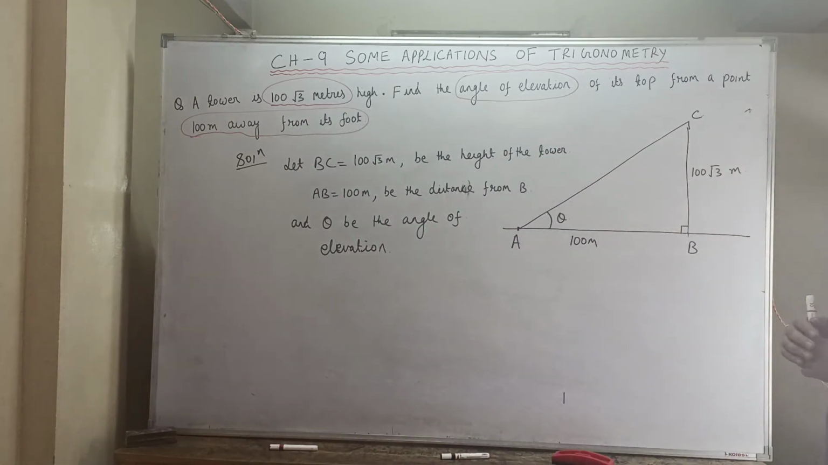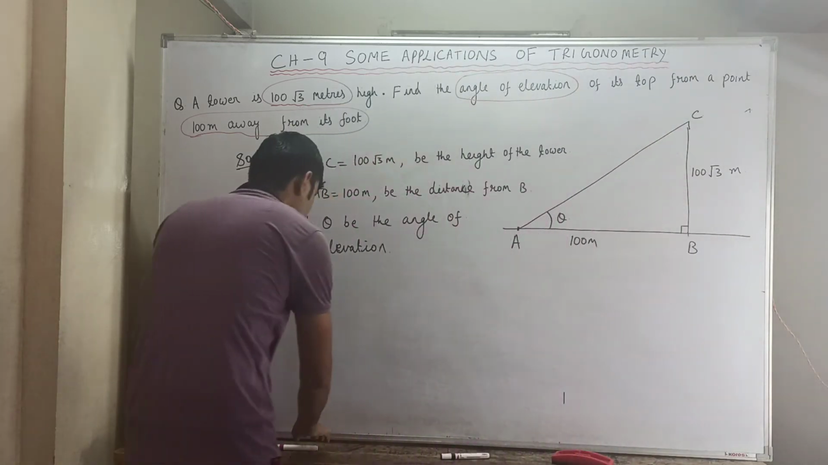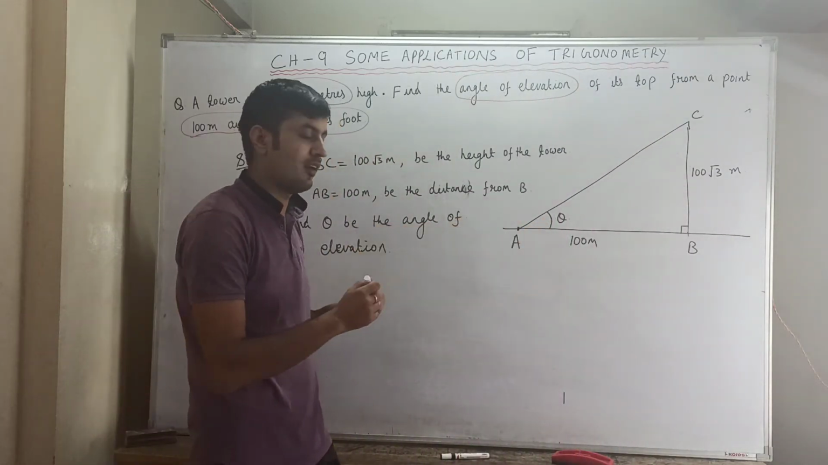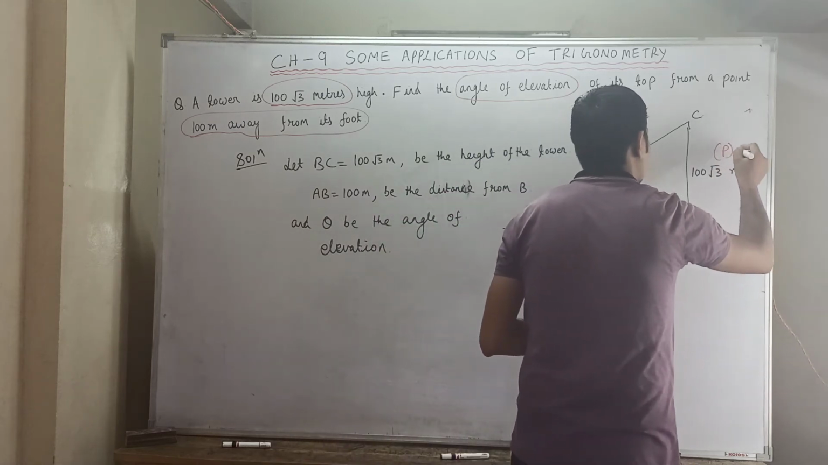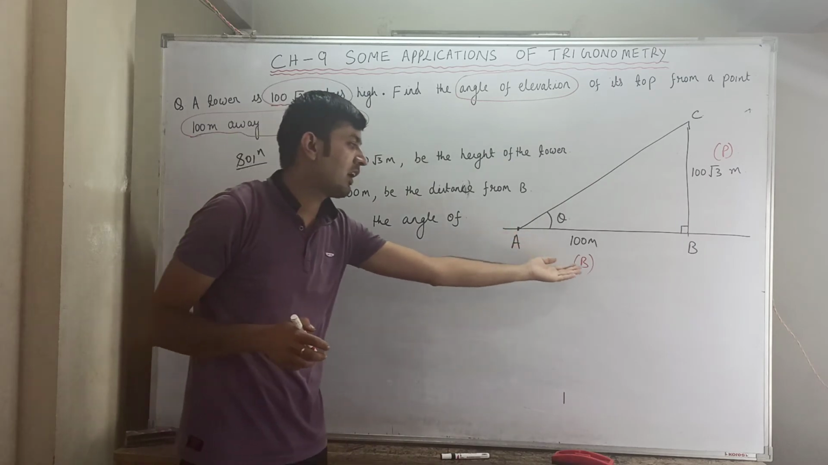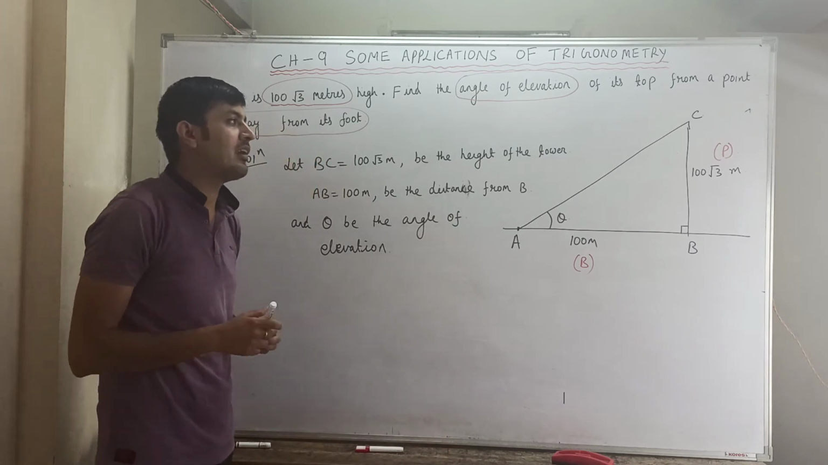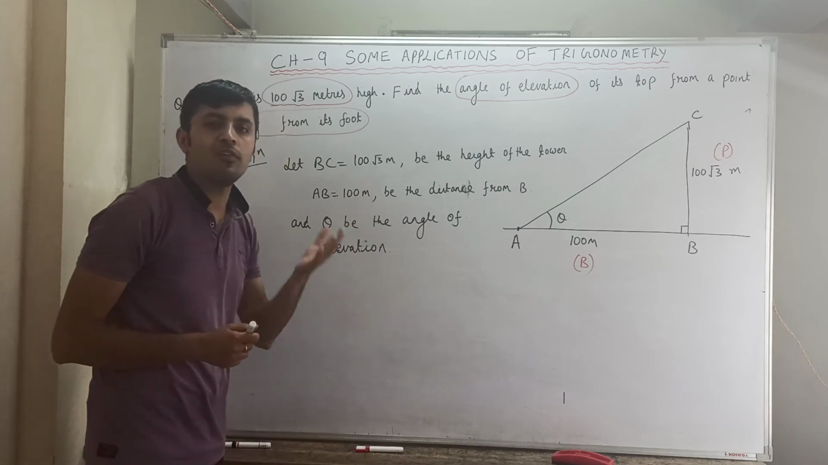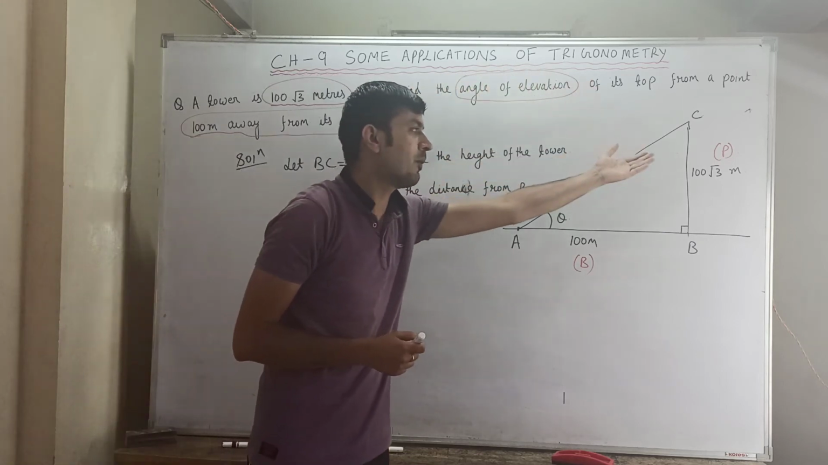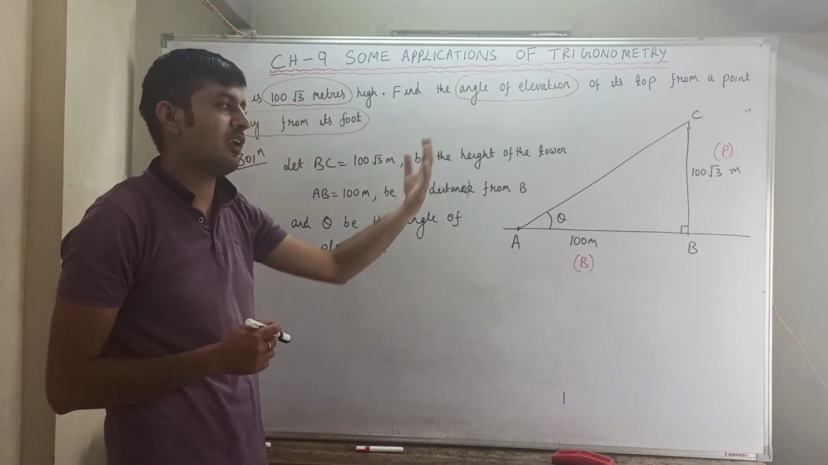Now, what is the next thing you have to do? You have to find out theta. So you have to use some trigonometric ratio. So if you look here, when your theta is here, this will become your base and this side will become your perpendicular. Okay? Now you tell me the relation between P and B. What is that trigonometric relation which connects your perpendicular and base? So that is your tan theta. So you can use your tan theta.